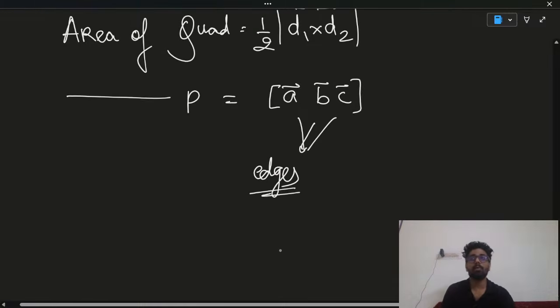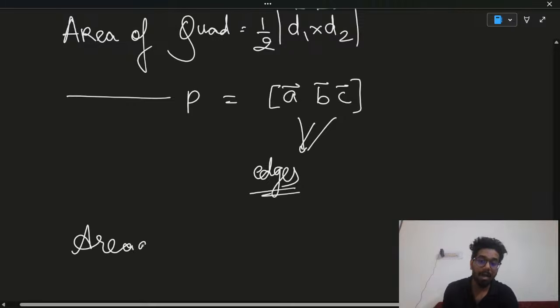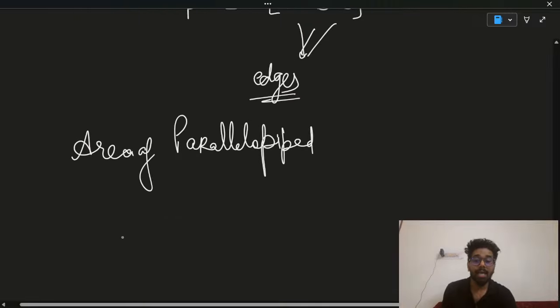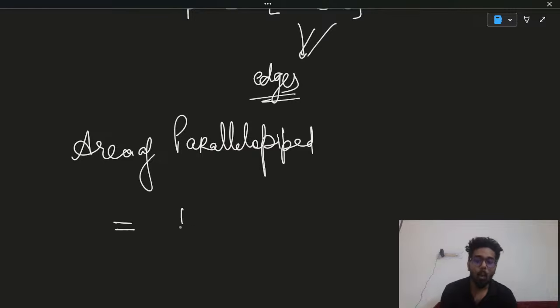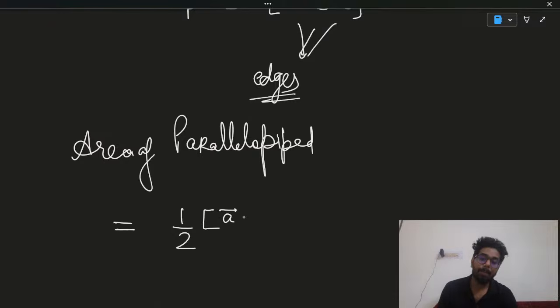But let's suppose you are not having the edges like in this question. So the parallelepiped formula, this is very important, guys. You need to know this formula. Let's suppose they haven't given the edges. Then what we will do? Simply 1 by 2 multiply A vector, D1 and D2. That's all you need to change.